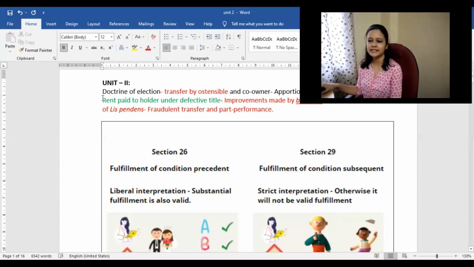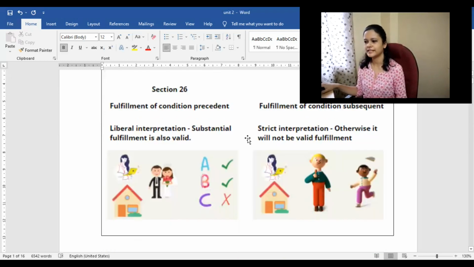But in this case, what is happening is rent paid to holder under defective title. The holder or the landlord, that person was having defective title. His title was not proper. He was not entitled to claim rent, but even so, rent was paid to him. So what will happen in such cases? We have got 3 different provisions regarding it.